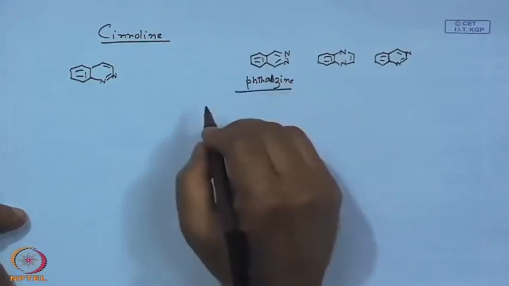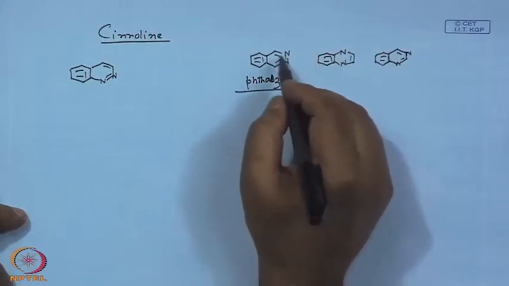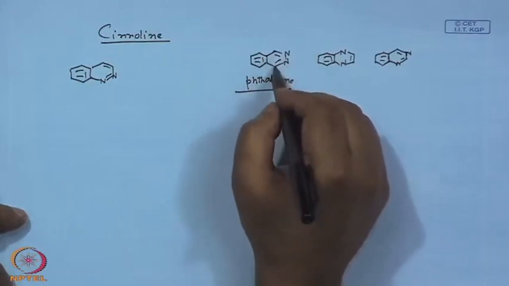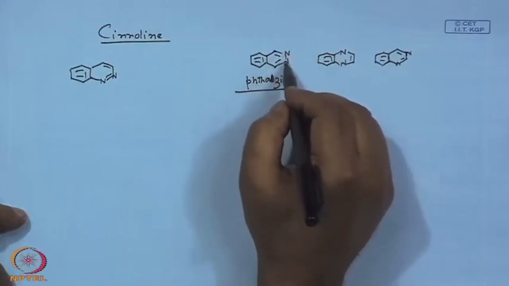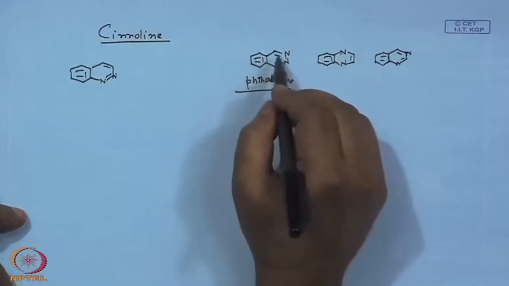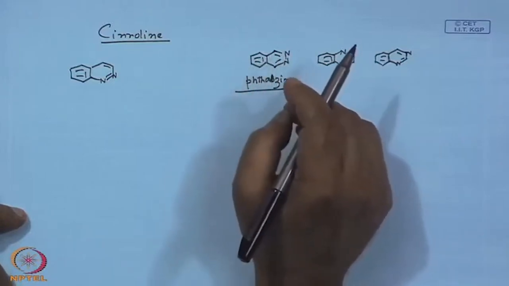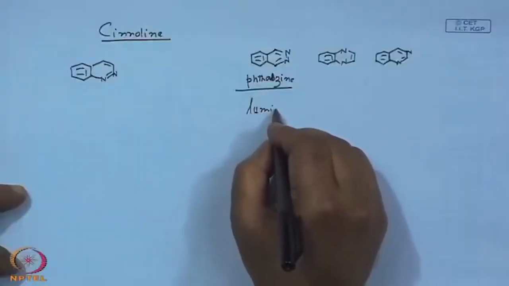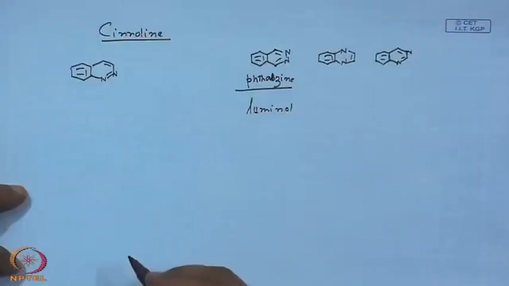Phthalazine. Why? Because most of the phthalic acid will have a carbon up here, carbon up here, and it comes from hydrogen. So, phthalic acid by hydrogen. Many of you know phthalazides are pretty useful. This is luminol. How many of you have heard of luminol? It is a very important molecule.